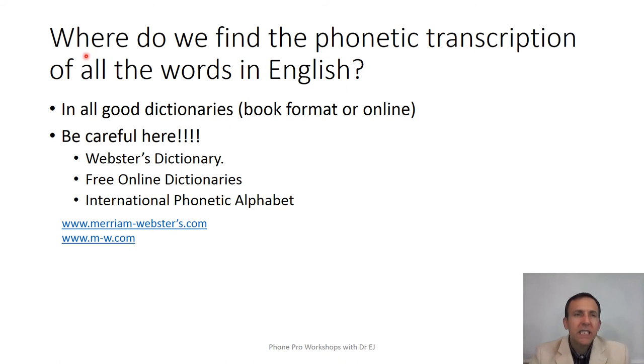First of all, let's ask ourselves this question. Where do we find the phonetic transcription of all the words in English? Very simple. In all good dictionaries, whether in book format or online, but you have to be careful. Why? Because see how I have these three names in here. I have the Webster's Dictionary, I have the free online dictionaries, and I also mentioned the International Phonetic Alphabet. All these can give you phonetic transcription systems. The problem is that they are not standard.